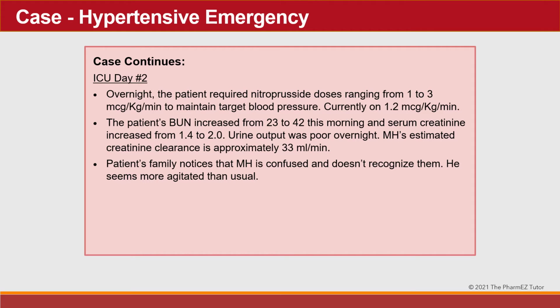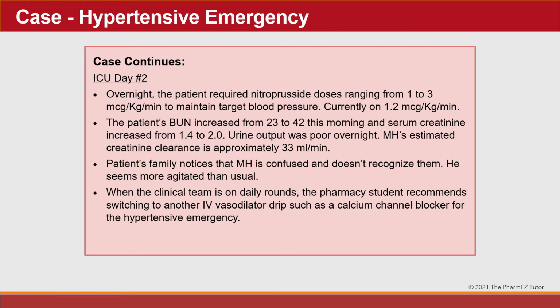The patient's family noticed that MH is confused and doesn't recognize them. He seems more agitated than usual. When the clinical team is on daily rounds, the pharmacy student recommends switching to another IV vasodilator drip, such as a calcium channel blocker, for the hypertensive emergency. Question: what is the reason for this intervention?